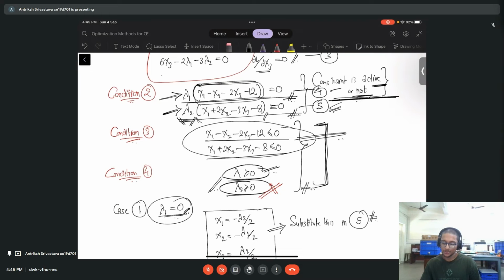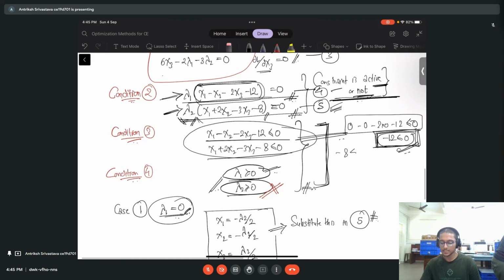Okay, so when we put 0, 0, 0, we get 0 minus 2 into 0 minus 12 less than equal to 0. So basically minus 12 is less than equal to 0. Is this correct or not? Minus 12 is less than 0. Yes. That's correct. Perfect. So when we substitute for this equation also, we will get minus 8 less than equal to 0.